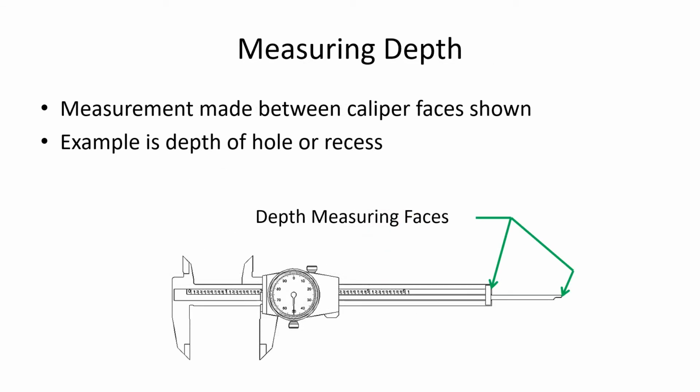Measuring depth, so measurement made between dial caliper faces shown here. So if you can't put the dial caliper into a hole, you could measure the depth of the hole using those two faces shown, the edge of the bottom of it, and then this whole rod over here kind of slides in and out. So this part will go this way and become longer, and you can get a depth measurement going that way.